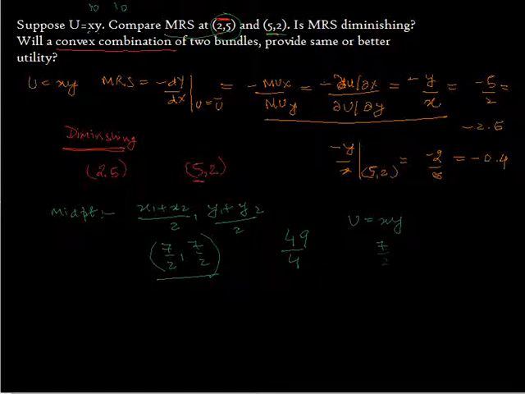So what exactly is this? This is definitely greater than 10, because it is something like 12 point something, which is greater than 10. So yes, a convex combination of the two bundles will provide a better utility.